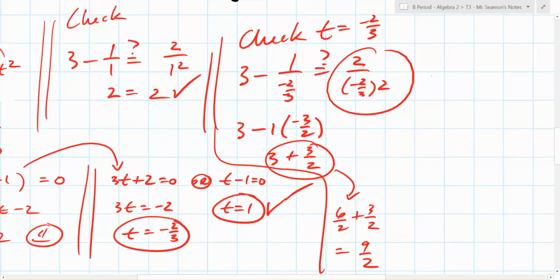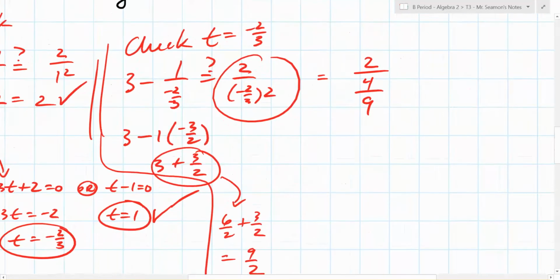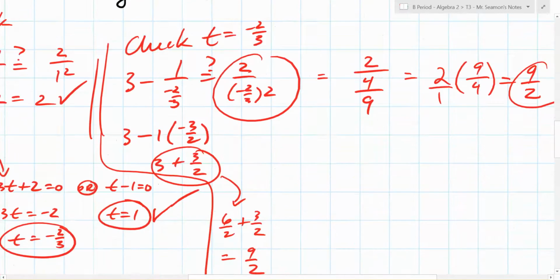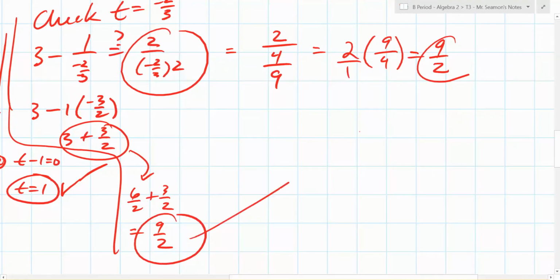What is this? This is equal to 2 over 4 over 9, right? Dividing by a fraction is the same thing as multiplying by the reciprocal, so it's 2 times 9 over 4. So that's 9 over, no, it cancels, right? The 2 cancels with the 4, making it a 2. So are they the same? Does 9 over 2 equal this?